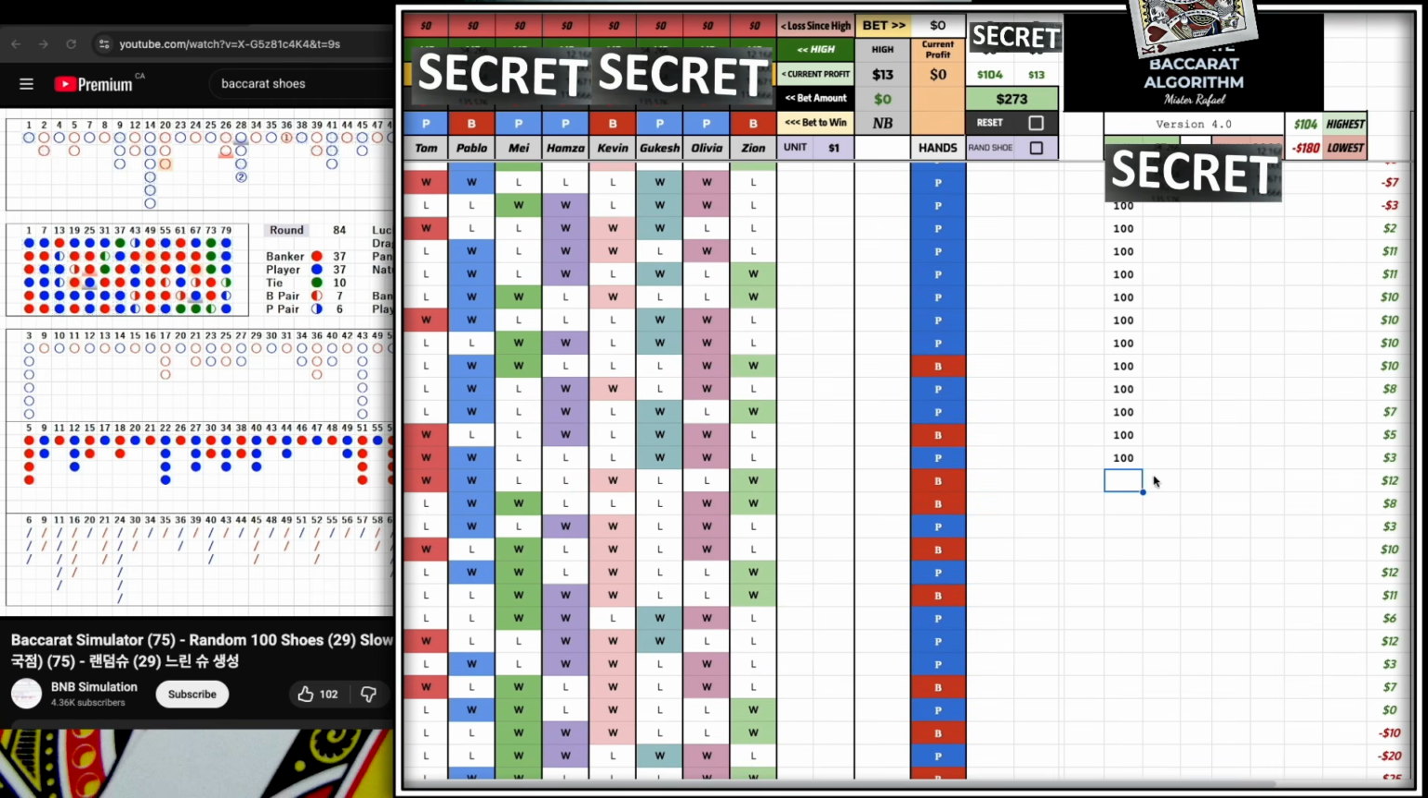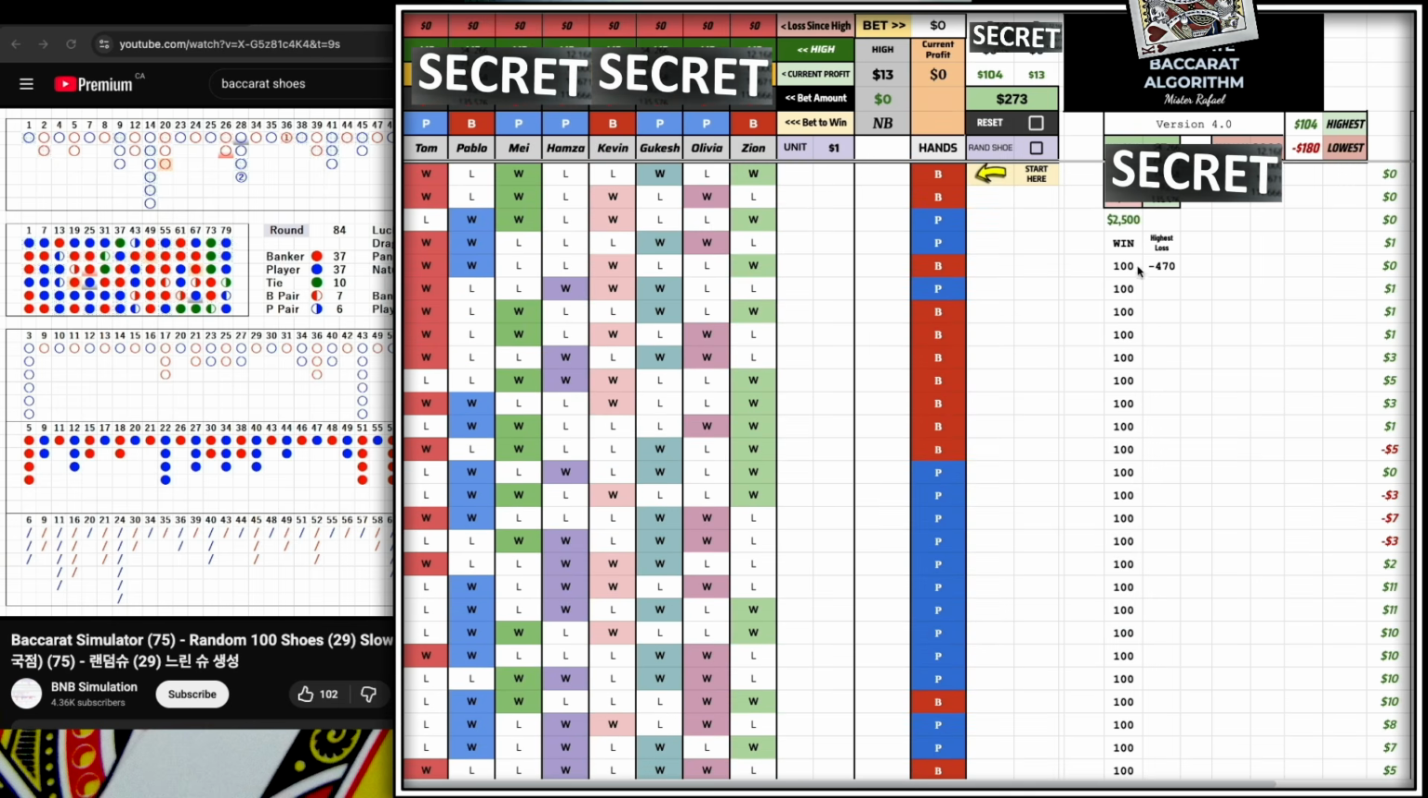All right. Yeah, perfect. Let's add another $100 to our bank. Look at that, $2,500. Even if you set your stop loss to minus 500 and you hit the stop loss, you'd be up $2,000 still. Unbelievable. All right, guys, I'm going to take another break and then I'll be back for another 20 shoes.